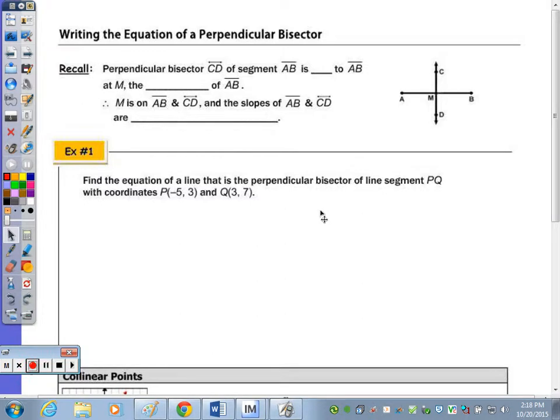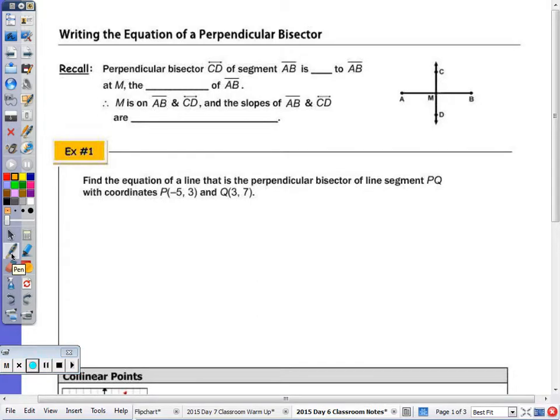So we start with today's notes by writing the equation of a perpendicular bisector. The name of that segment tells me a lot about what I need in order to write the equation. If it's a bisector, so in this case, CD is our perpendicular bisector. So what that means is that CD is going to be drawn so that it intersects AB at a 90 degree angle. And the bisector piece means that M is a midpoint.